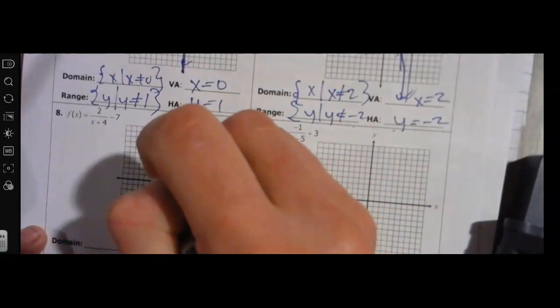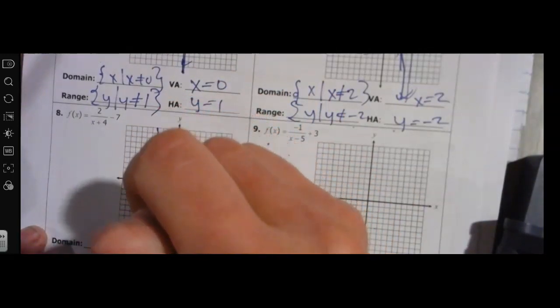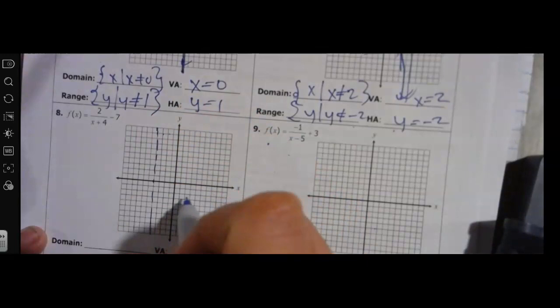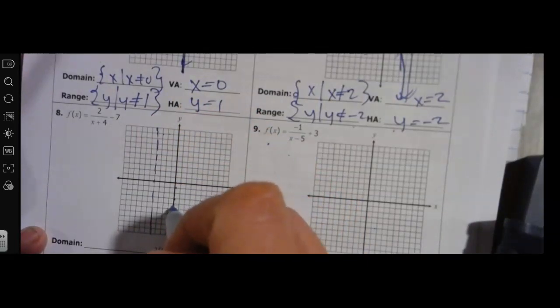So, oh, not number 9, number 8. Okay, so we have negative 4, so it's 1, 2, 3, 4. Make sure we read that correctly for you. 1, 2, 3, 4. And then down 7. 2, 3, 4, 5, 6, 7. Looks like 2, 3, 4, 5, 6, 7.